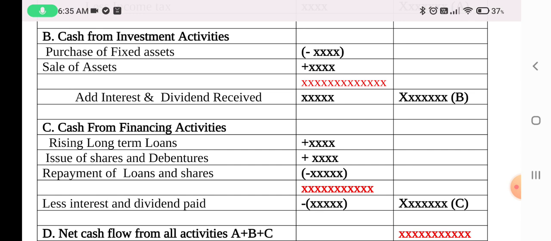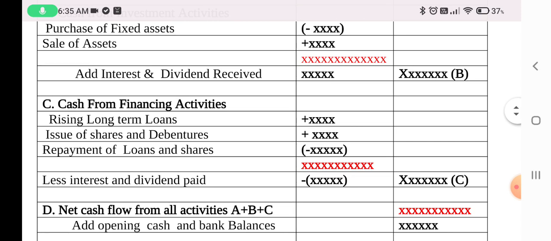When you repay the loan, cash is going out, so the balance is decreased, so it is put in brackets, and all these are adjusted. Then from the final amount, you have to deduct the interest and the dividend paid. Then you take the remaining balance to the outer column, that is the net cash flow.